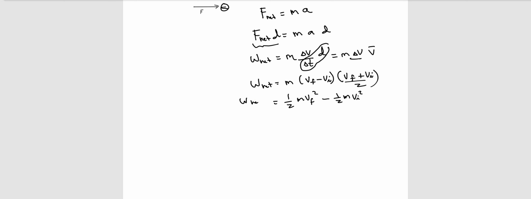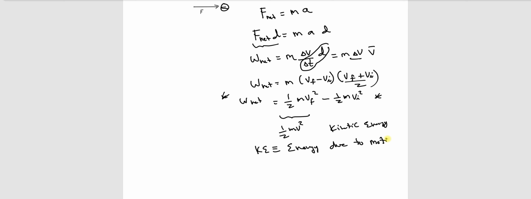This is a really important relationship in physics right here. These terms, 1/2 mv squared, are called kinetic energies. And I like to define kinetic energy as energy due to motion. Now, there's a little bit of a circular thing happening right now. We've not actually talked about what energy is, so I'm going to go ahead and define that right here.